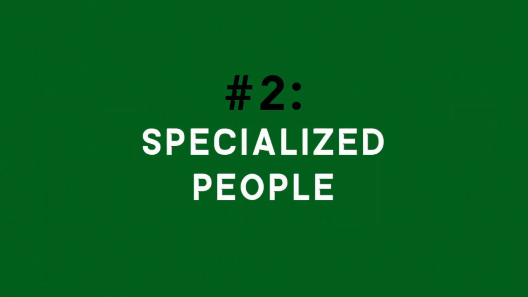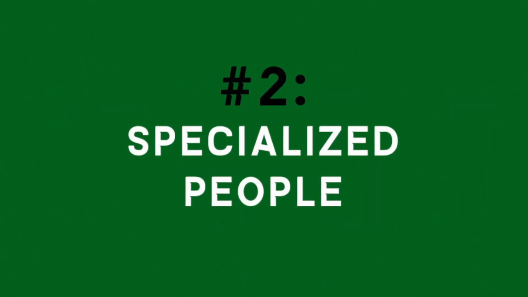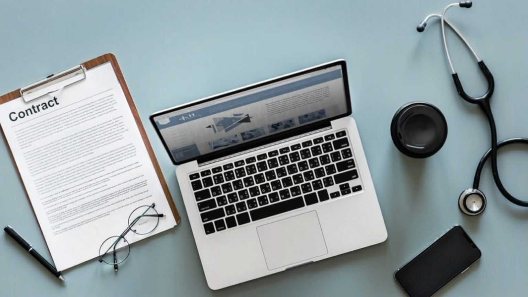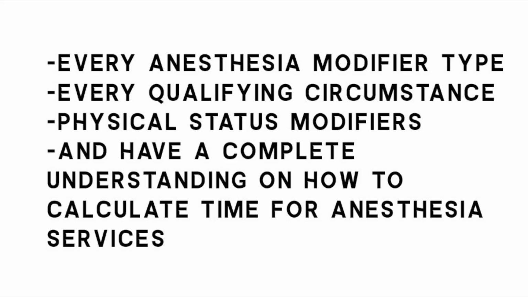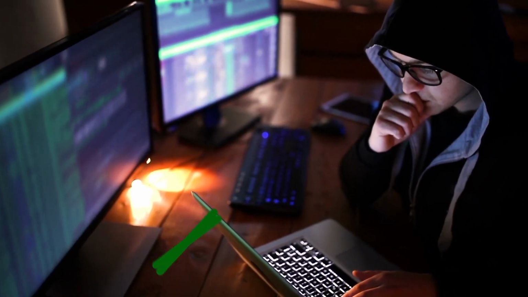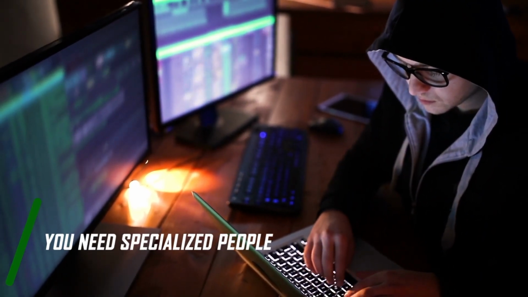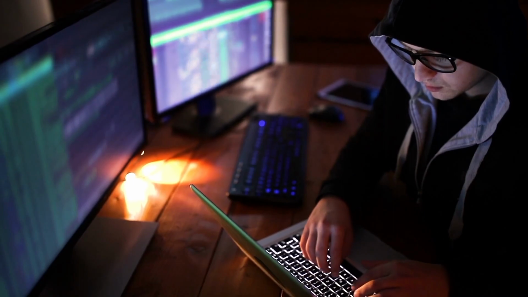Secondly, you need specialized people. All coders should be certified by the AAPC and deeply experienced with anesthesia billing. They need to know every anesthesia modifier type, qualifying circumstance, physical status modifier, and have a complete understanding on how to calculate time for anesthesia services. Even experienced medical coders can and will make mistakes if they don't have specialized training with anesthesia procedures.